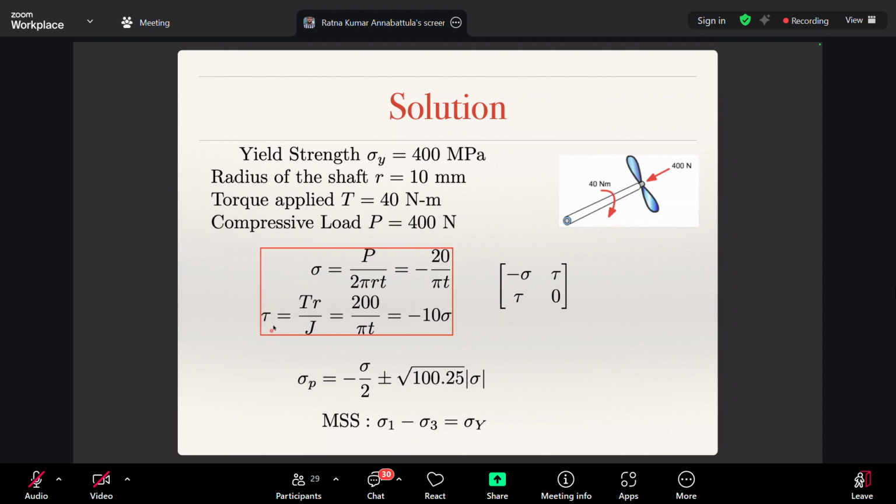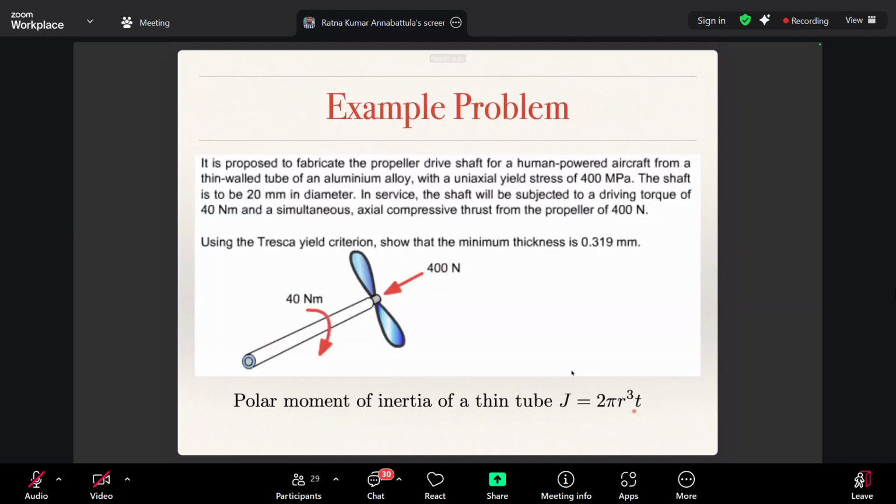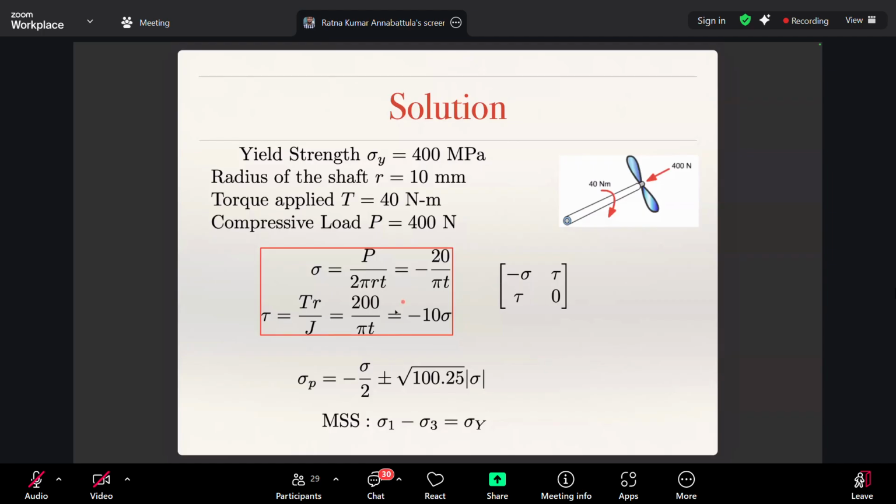And tau, shear stress, is TR by J, because the torque applied is 40 Newton meter. Radius is 10 meters. And J, you have pi r cube by 2 pi r cube T. So all that you plug in, then that becomes 200 by pi T. And 20 by pi T is sigma. So tau can also be written as minus 10 sigma, whatever. And then your principal stress will become this. You can calculate, simplify that, and it will become an equation in terms of T.